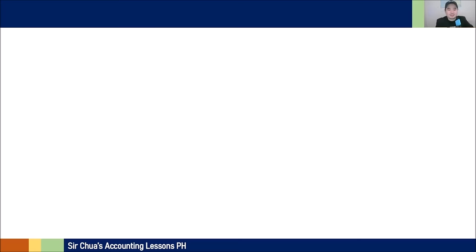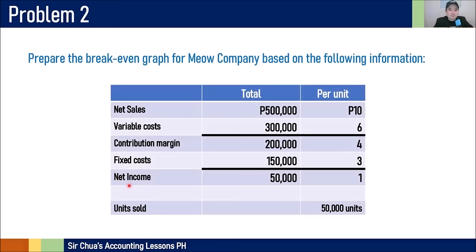Ngayon po, gagawin po natin yung problem na to para po tayo ay makapag-graph ng CVP relationship. Prepare the break-even graph for Miao Company based on the following information. So, meron po tayo net sales na 500,000, variable cost of 300,000, so your contribution margin is 200,000, fixed cost of 150,000, and net income of 50,000. The unit sold is 50,000 units.